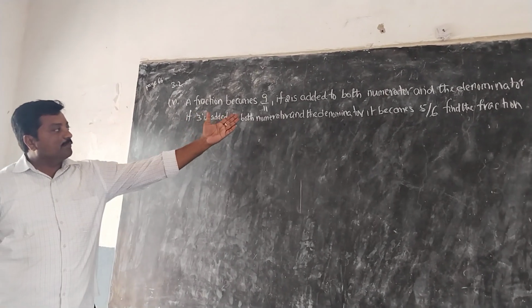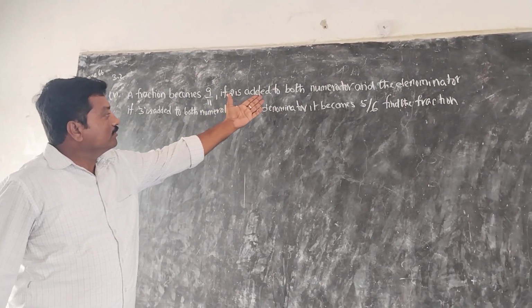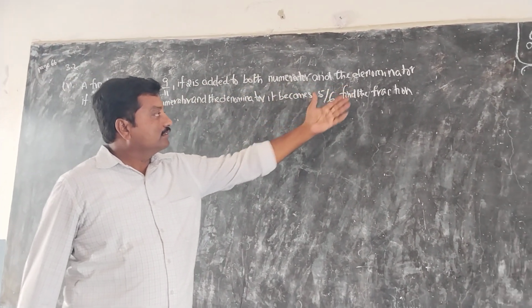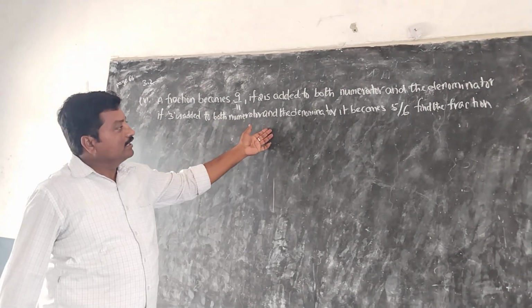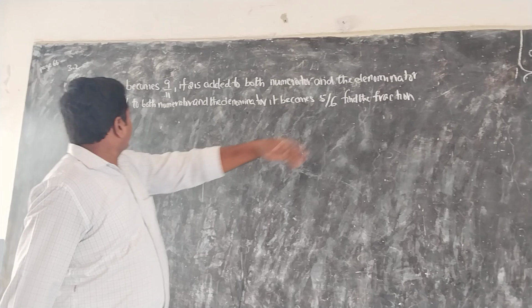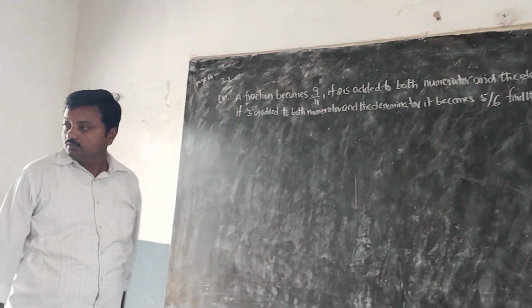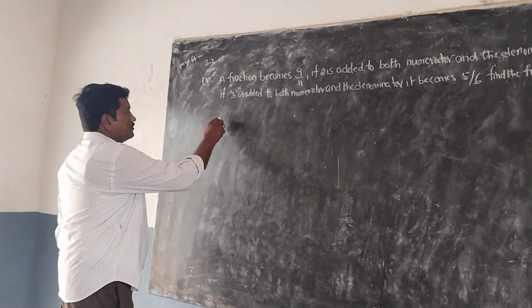A fraction becomes 9 by 11 if 2 is added to both numerator and denominator. If 3 is added to both numerator and denominator, it becomes 5 by 6. Find the fraction. Okay. Solution.